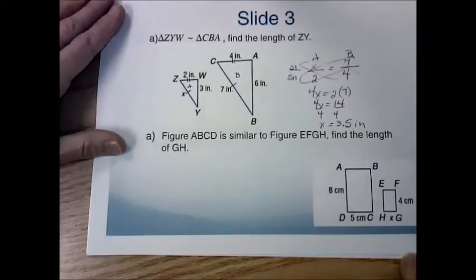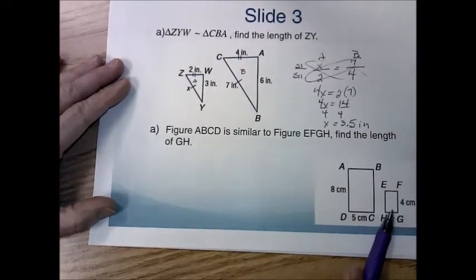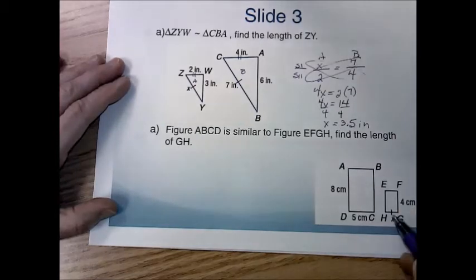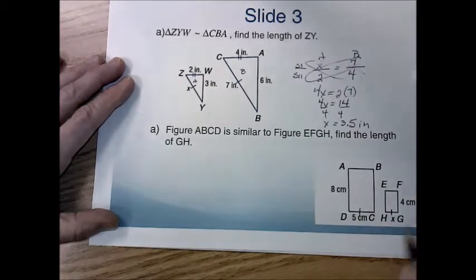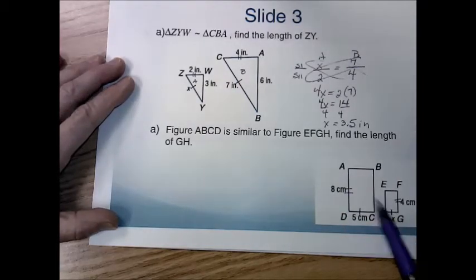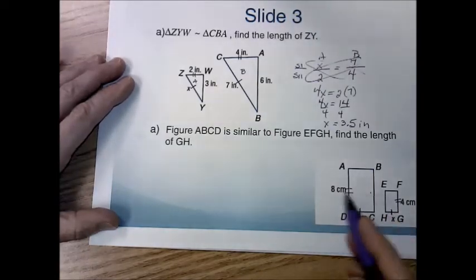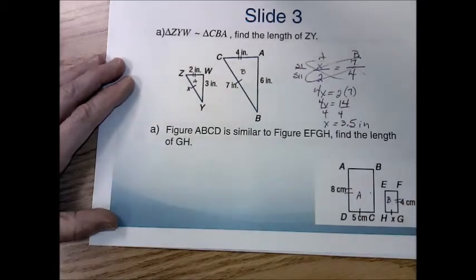All right, next one, A. It says figure ABCD is similar to figure EFGH. Find the length of GH. That would be this side down here, so let's designate that as side 1. The corresponding side would be the 5, and our side 2 would then be the longer sides. Since these are rectangles, opposite sides are congruent, so it doesn't matter which side we name 2 or 3 as far as their measurements. We'll call this rectangle A and rectangle B.